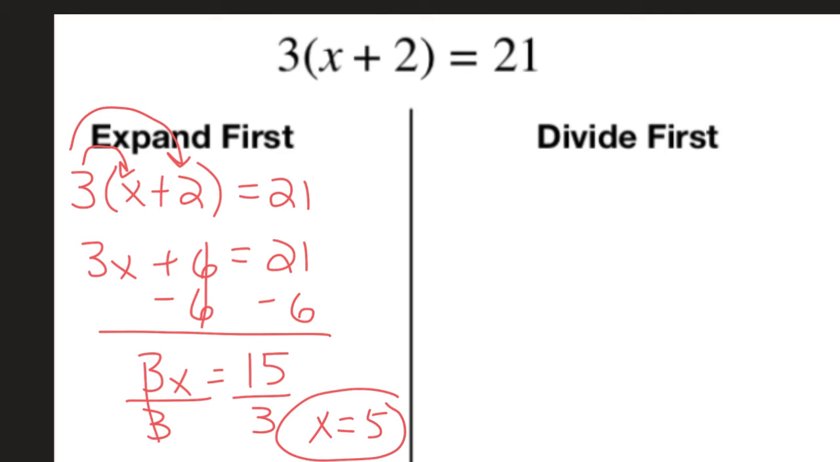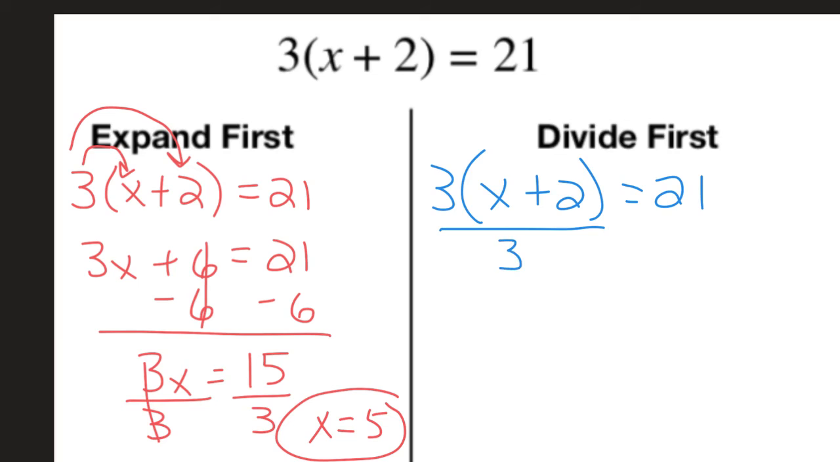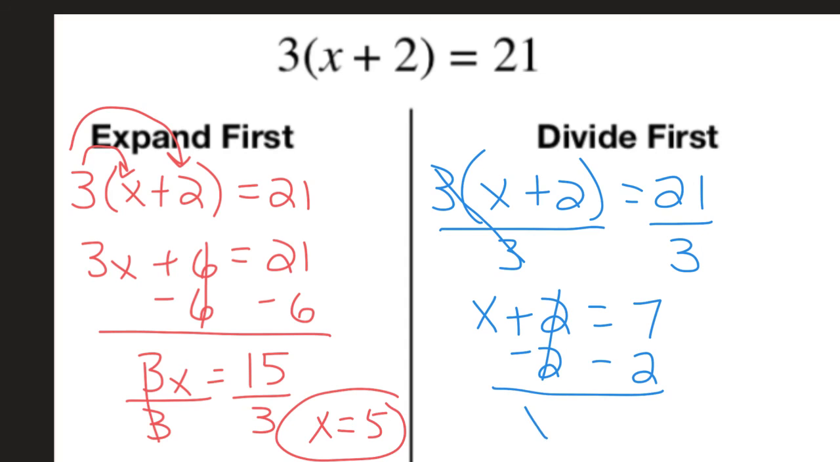Now, if you were to divide first, instead of multiplying 3 by everything inside the parentheses, we're going to divide on both sides of the sign by 3. 3 divided by 3 is 1. 1 times x plus 2 is just x plus 2. And 21 divided by 3 is 7. Subtract 2 from both sides. X equals 5. Looks like the divide first is actually a little shorter.